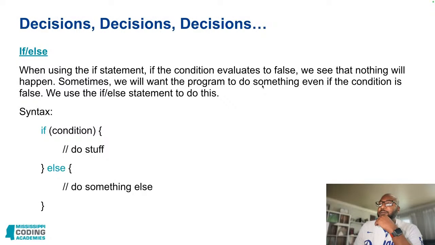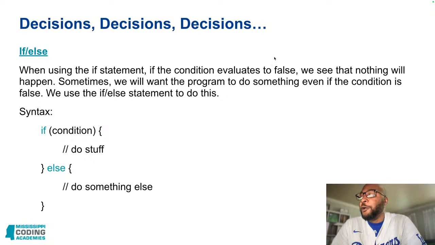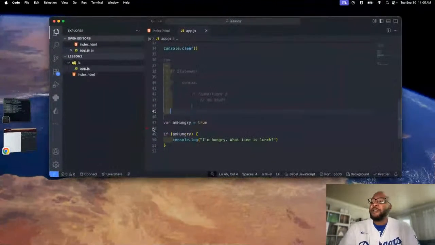All right, let's move on. When using the if statement, if the condition evaluates to false, we see that nothing will happen, like we just saw. Sometimes we will want the program to do something even if the condition is false. And in this case, we use the if-else statement to do this. So now we're adding a chain to this, or we're chaining our decision structure.